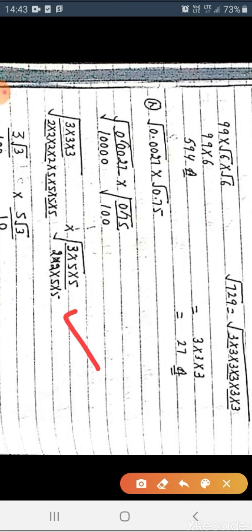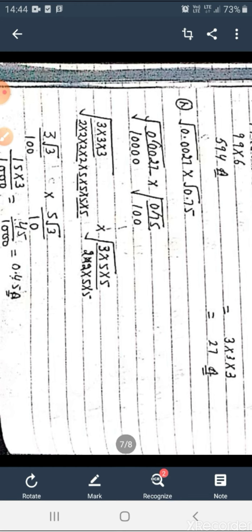So now it will become 27 upon 10,000. So we have root 27 upon 10,000 and root 75 upon 100. So the prime factors of 27 are 3 multiplied by 3 multiplied by 3, and 10,000 is 2 multiplied by 2, multiplied by 2 multiplied by 2, multiplied by 5, multiplied by 5, multiplied by 5, multiplied by 5. And the prime factors of 75 are 3 multiplied by 5 multiplied by 5, and 100 is 2 multiplied by 2 multiplied by 5 multiplied by 5.